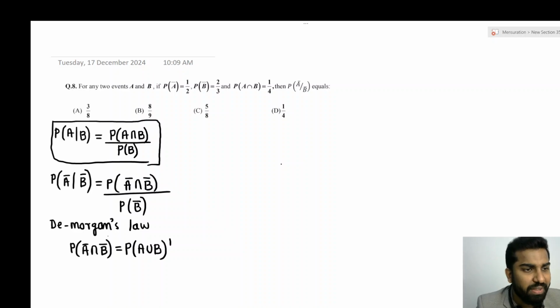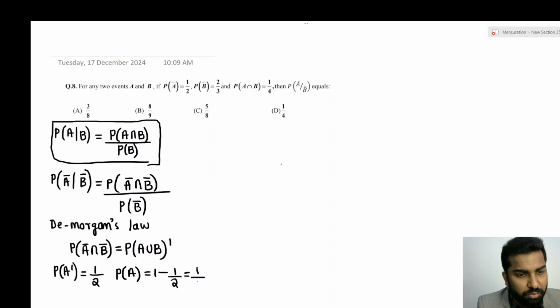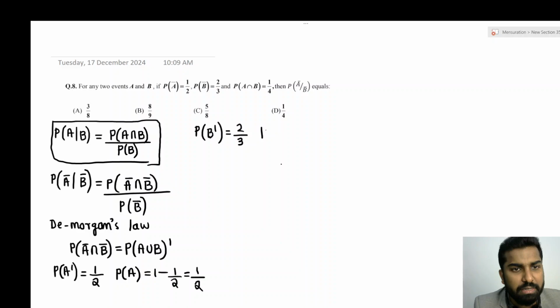easily. So P of A dash is given as 1 by 2. That means probability of A will be 1 minus 1 by 2, which is equal to 1 by 2 itself. So probability of A plus probability of A dash will be equal to 1, right? Same way, probability of B dash is 2 by 3, then probability of B will be 1 minus 2 by 3, that will be equal to 1 by 3. Alright, so probability of A and probability of B are fine.